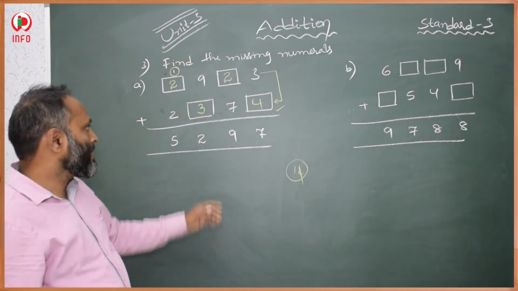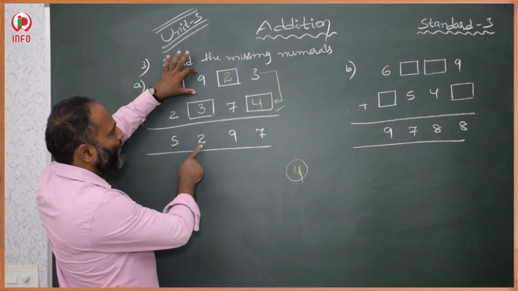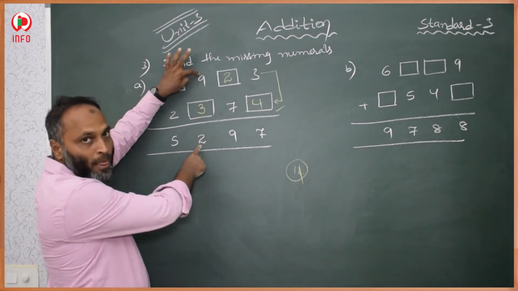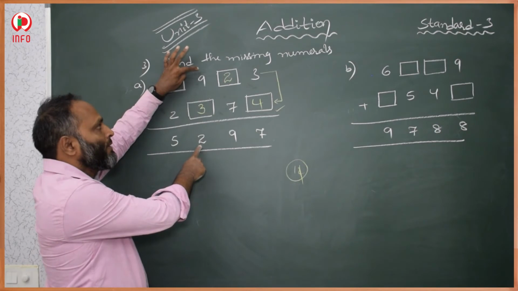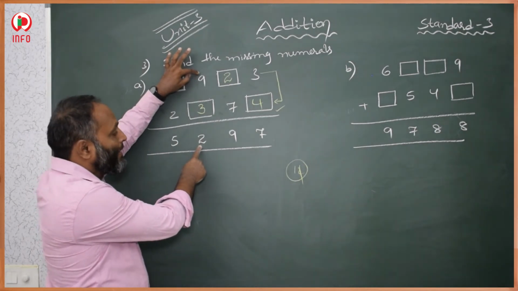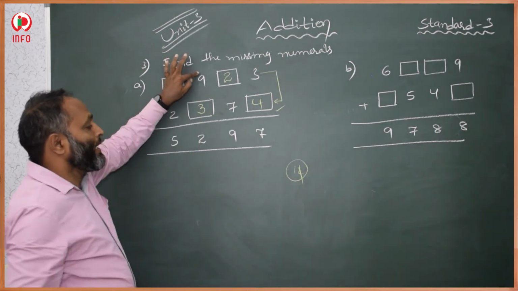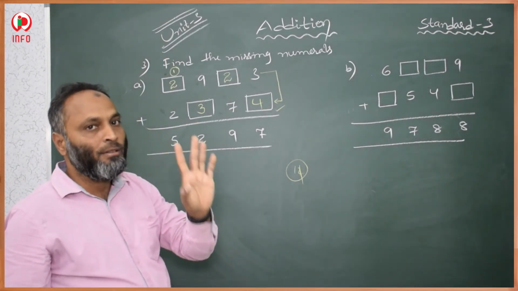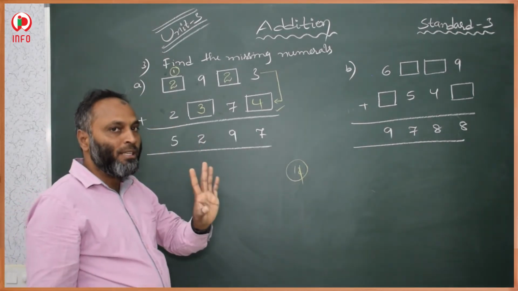And the number next is 9. 9 is here and 2 is here. If I check here, this is sum, and this one is addend. Addend is greater than sum. So it means it is not 2, it is 12. We recognize this is not 2, this is 12. We should remember this point.